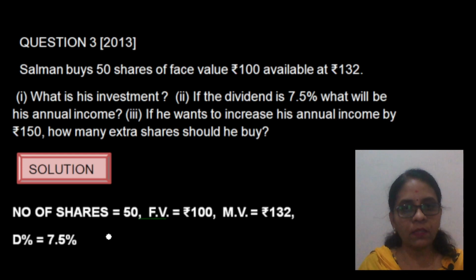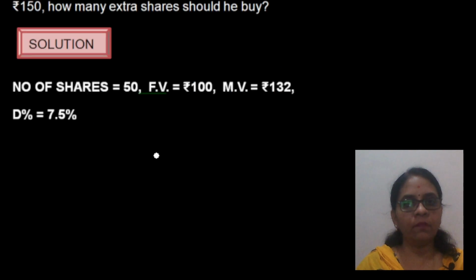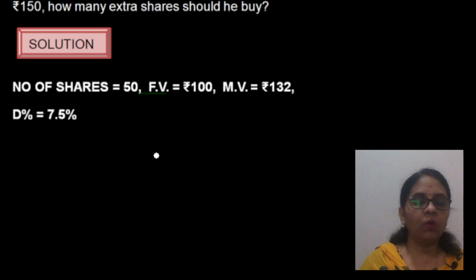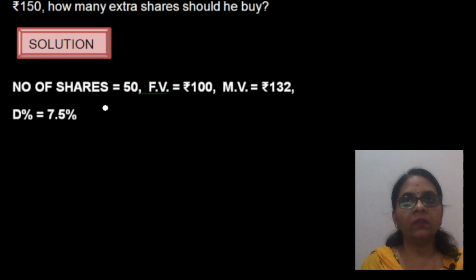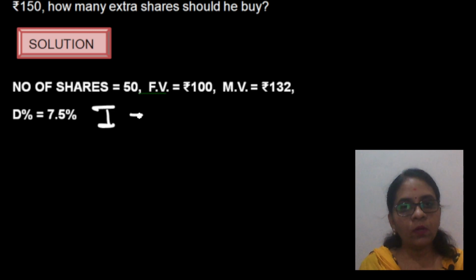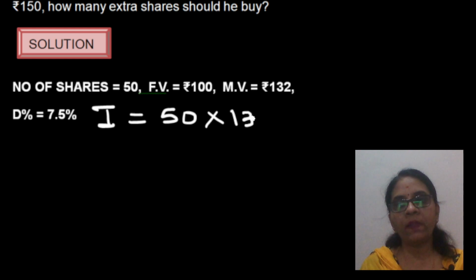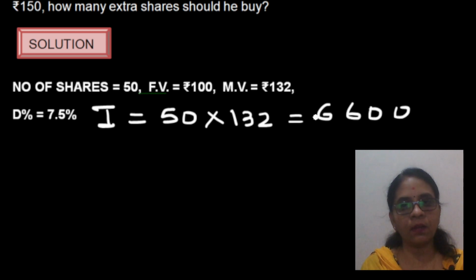7.5%. So, first thing as usual, you have to find his investment. Investment is what? So, the data is here, we will scroll it up a little bit. So investment is equal to number of shares 50 into 132 market value. So the investment becomes 6,600. Next you have to find D per share. D per share is equal to 7.5%.